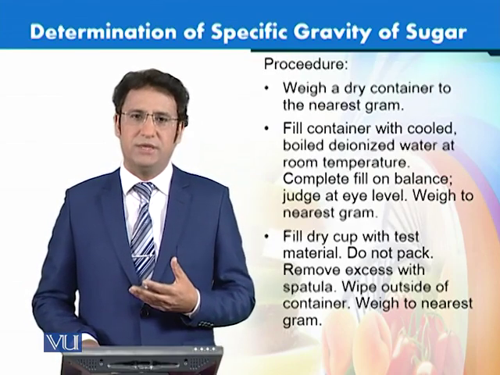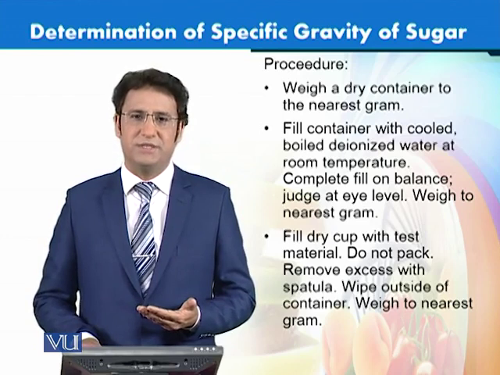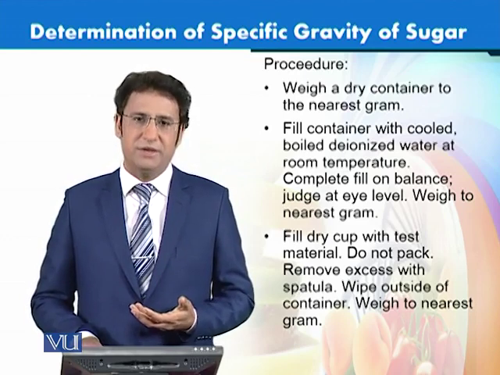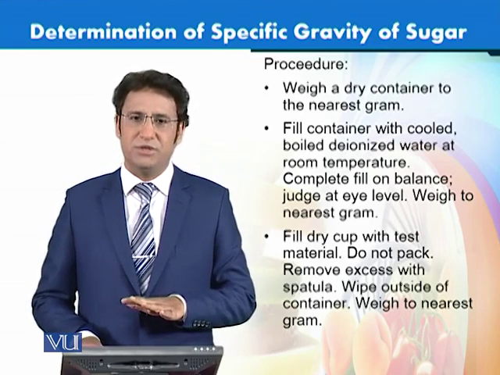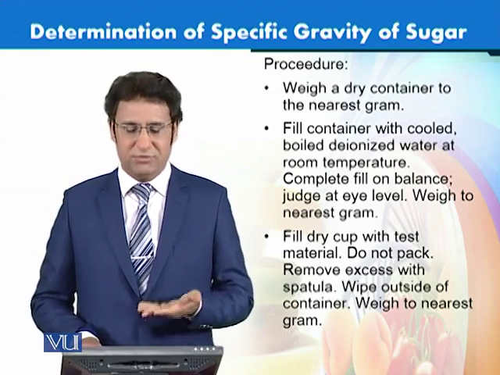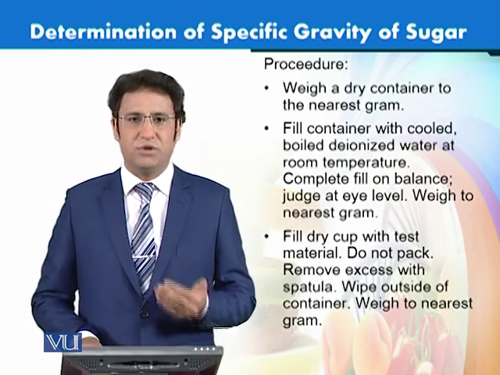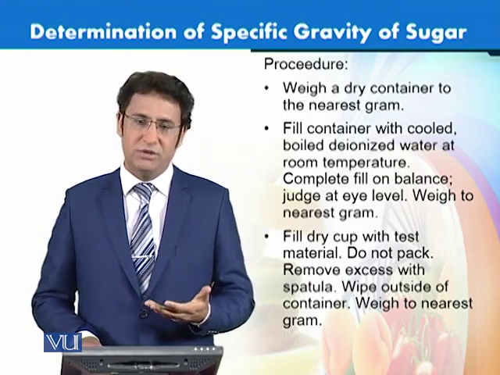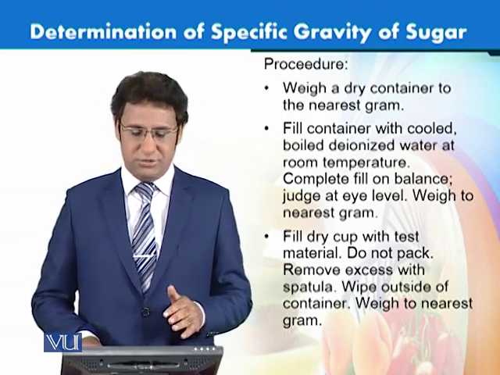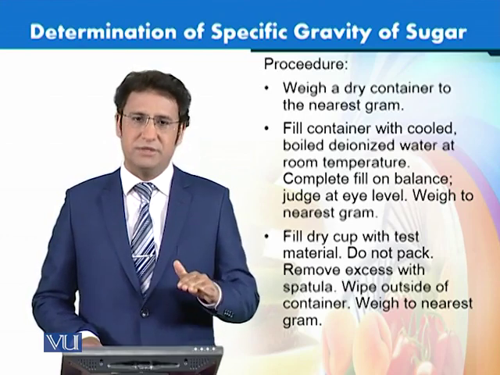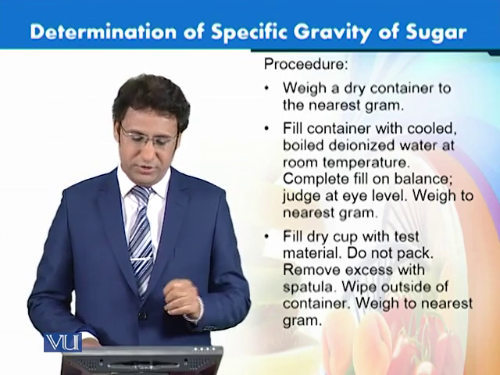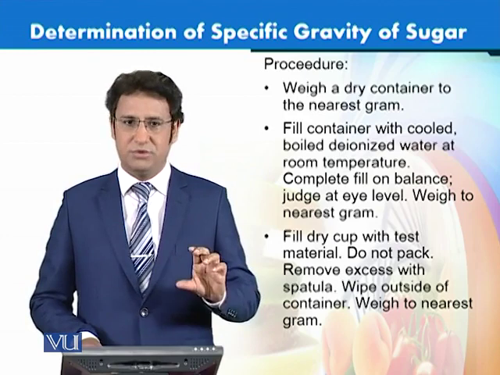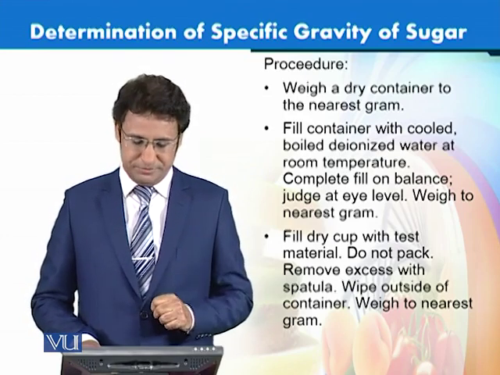So if we look at the lab procedure for measuring specific gravity, we have to weigh a dry container to the nearest gram. We need an accurate figure for the exact weight. We would fill this container with water first, and this water must be deionized, boiled and then cooled. In the cool form, it must be added to the container. We would fill the container to the right level very carefully, and we judge the level, and we weigh this container with water. We look at the total weight after adding water.